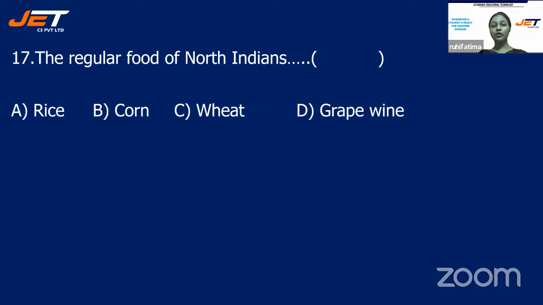The regular food of North Indians. Very easy question. It's rice, corn, wheat, or grape wine. Now, I want you all to answer this question because it's very easy. Come on, students. And the correct answer is B. Option C is the correct answer. Let's move ahead to the next question.